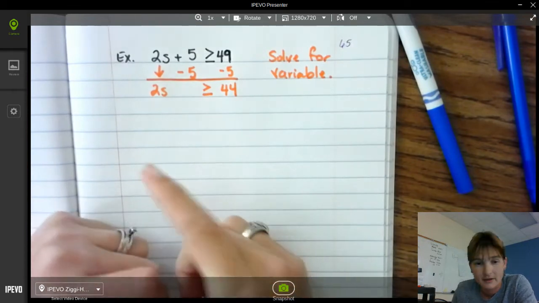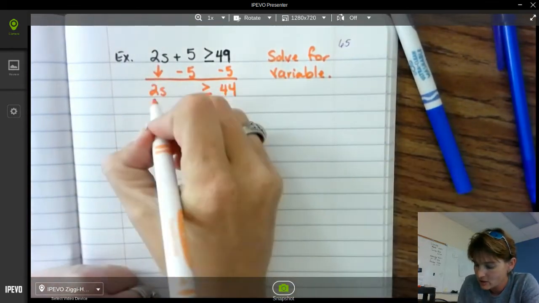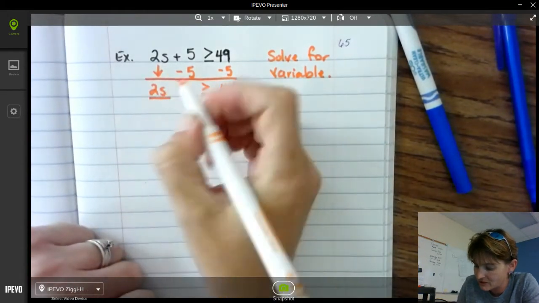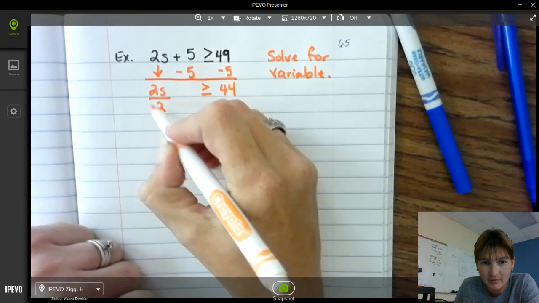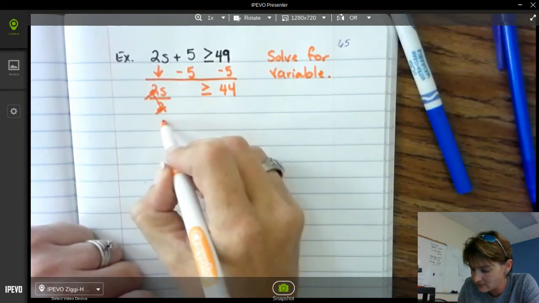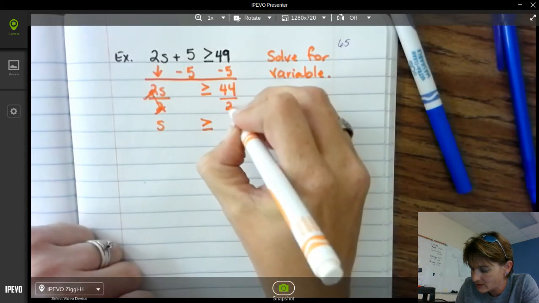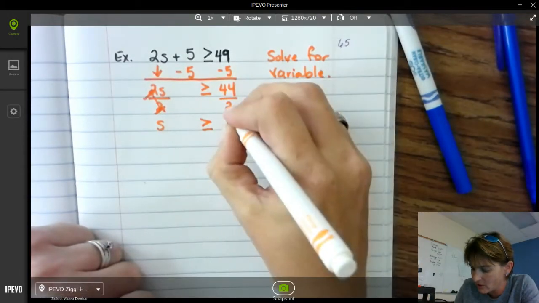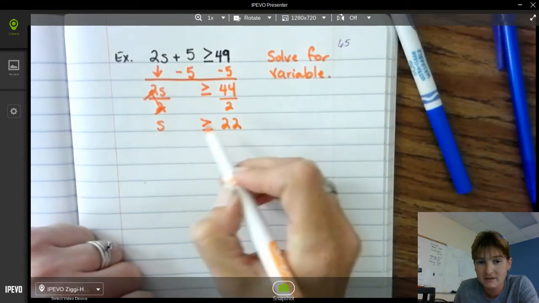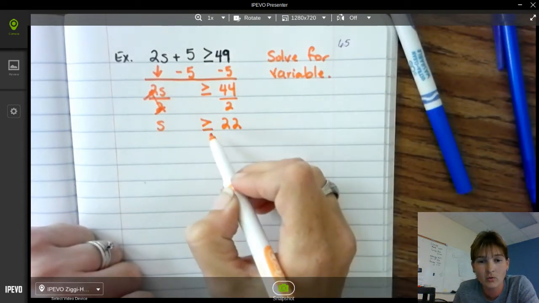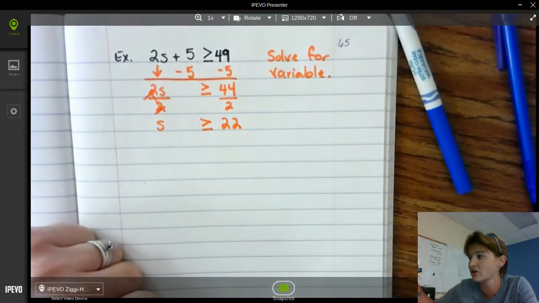Okay. The next piece, we have 2 times s, 2s. So for multiplication, the opposite is division. 2 divided by 2 becomes your 1s, and then we divide by 2. 44 divided by 2: 2 goes into 4 2 times. So s should be greater than or equal to 22. All right, we want to make sure and check.